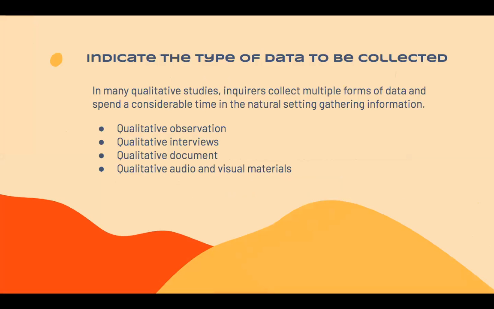And the third one is we have to identify the type of data to be collected. In many qualitative studies, inquirers collect multiple forms of data and spend considerable time in the natural setting gathering information. The methods of collecting the research data are divided into 4: qualitative observation, qualitative interviews, qualitative documents, and the last one is qualitative audio and visual materials. All 4 of these will be explained in this first section.